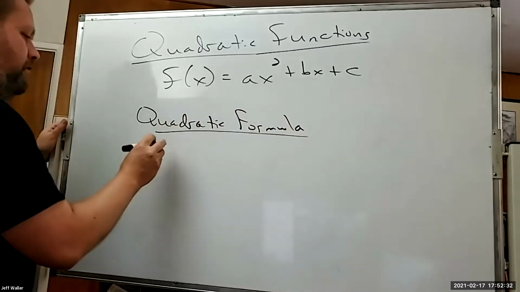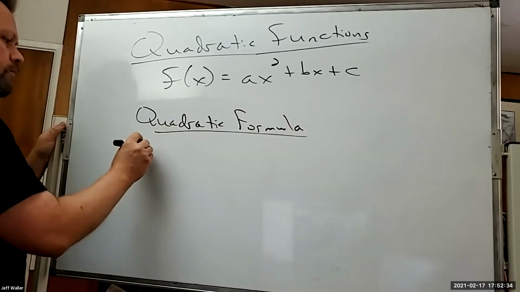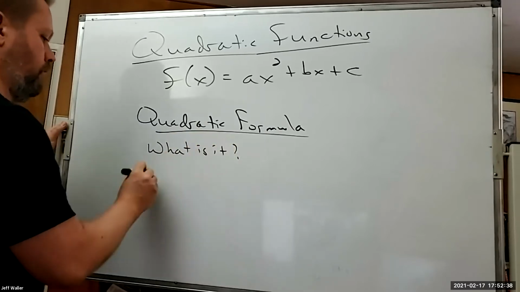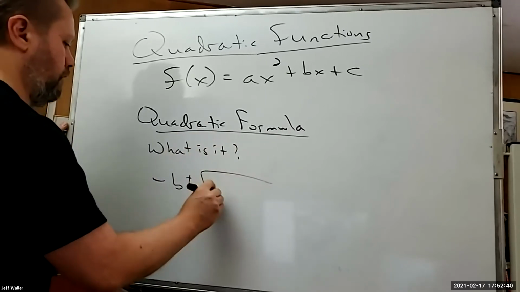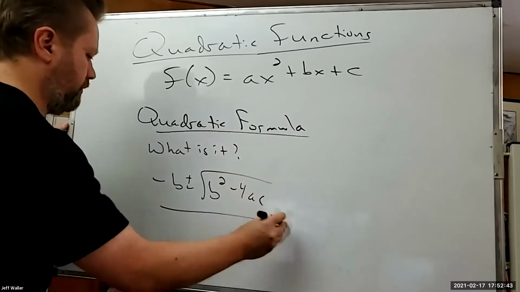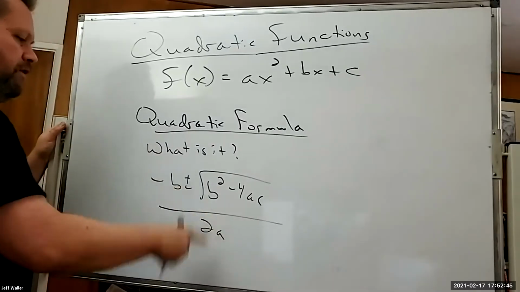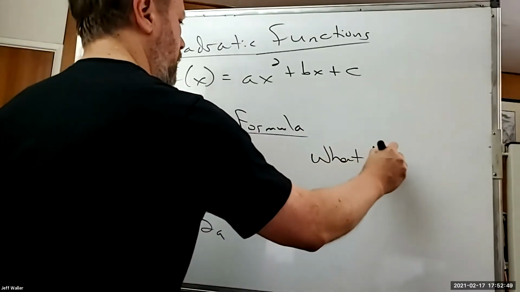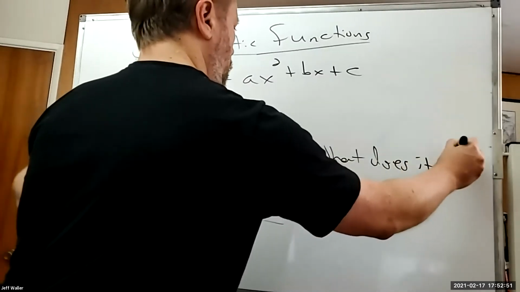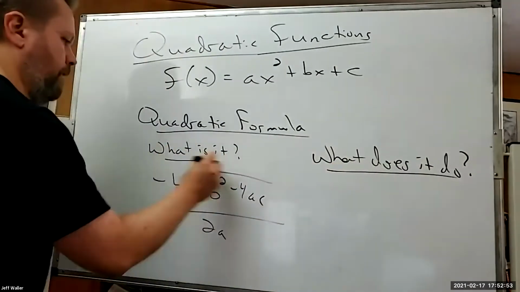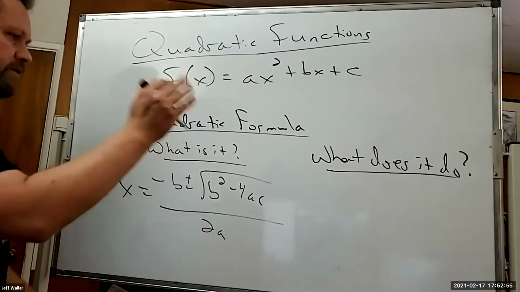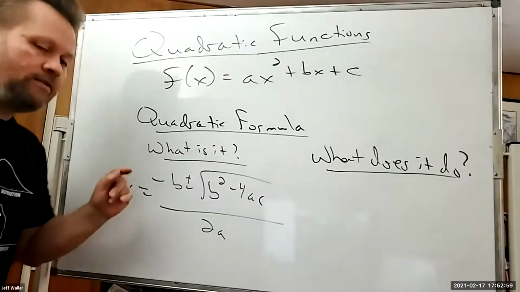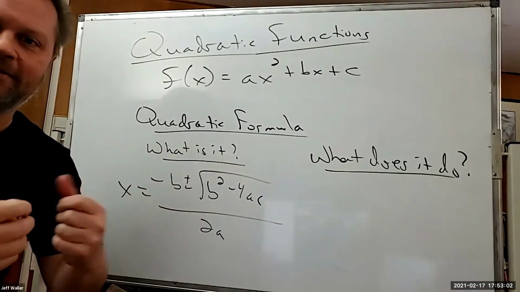What is it and what does it do? Negative b plus or minus the square root of b squared minus 4ac over 2a. Yes, I love it. And what does that mean? That's x. That still doesn't answer the question though. That's x when? I love you guys.